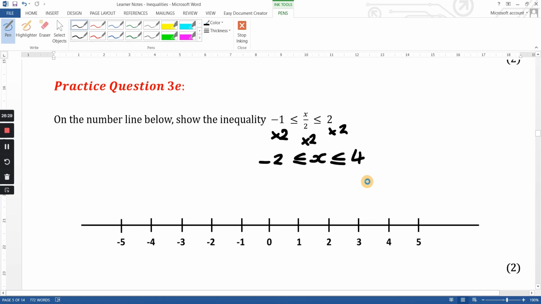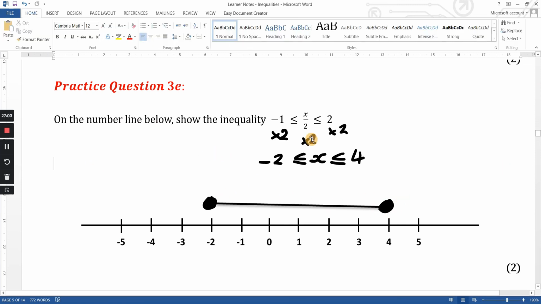So now I can do my circles. So my circles are going to be above -2 and +4. Yeah, and they're both going to be included, so I'm going to have to fill them both in. Yeah, and just draw a line between them. Yep, there's my answer for practice question 3e.